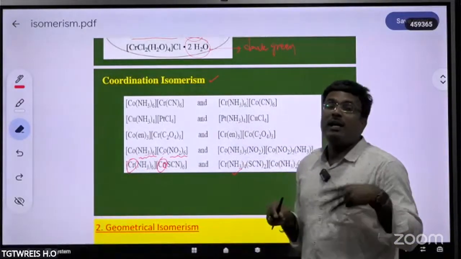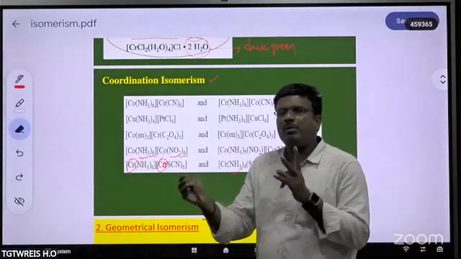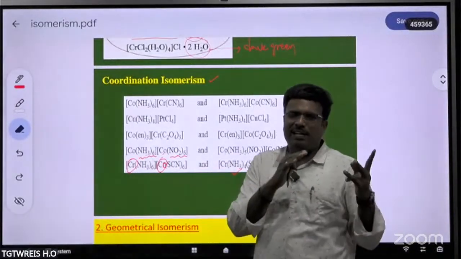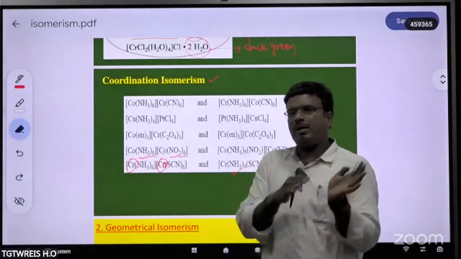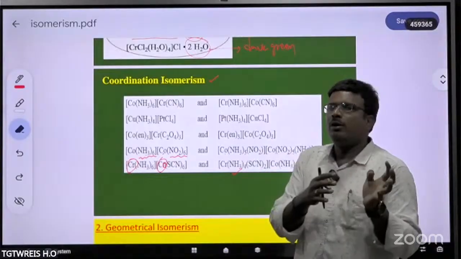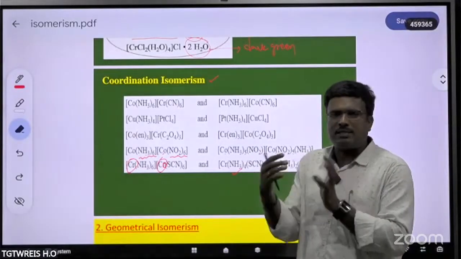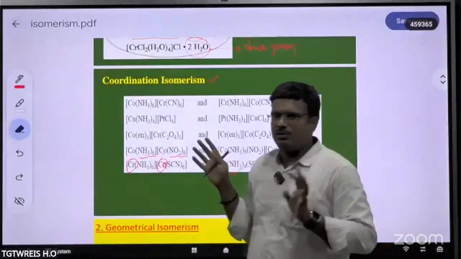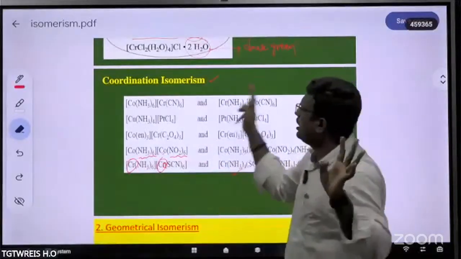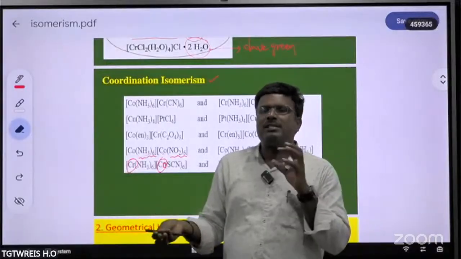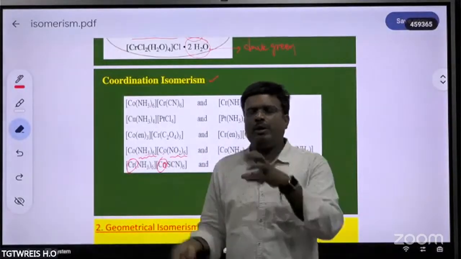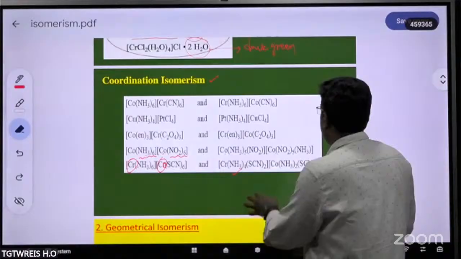Third one is hydrate isomerism. Especially water molecules are exchanged between the central metal's inner box and the outer box. So outer box to inner box or inner box to outer box. In case water molecules are exchanged, that is called hydrate isomerism. Finally, very very important, coordination isomerism. Metals do not change, but ligands change from one metal to another. One metal to another, that is called coordination isomerism.